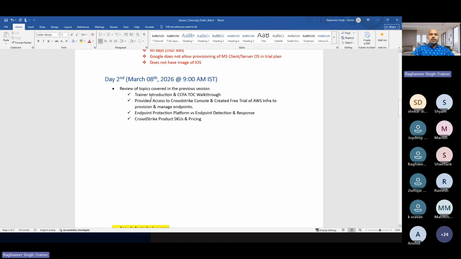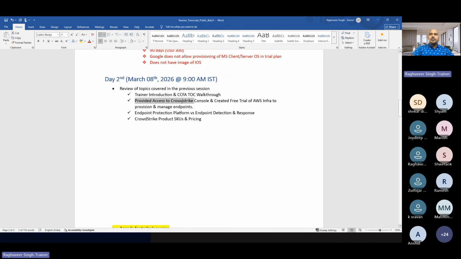So I provided you my introduction and a walkthrough of the table of contents for the CrowdStrike Certified Falcon Administrator course that we are focusing on in this session. There will be multiple modules. We started with the CCFA module. I provided you a quick walkthrough of what the official TOC looks like and what topics we are going to cover in this session.